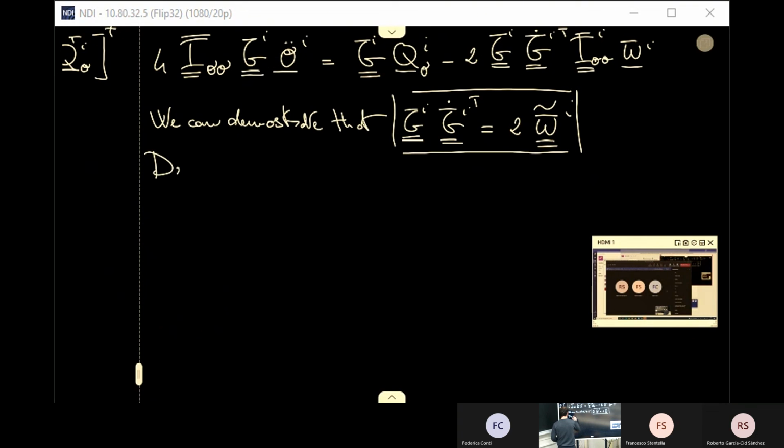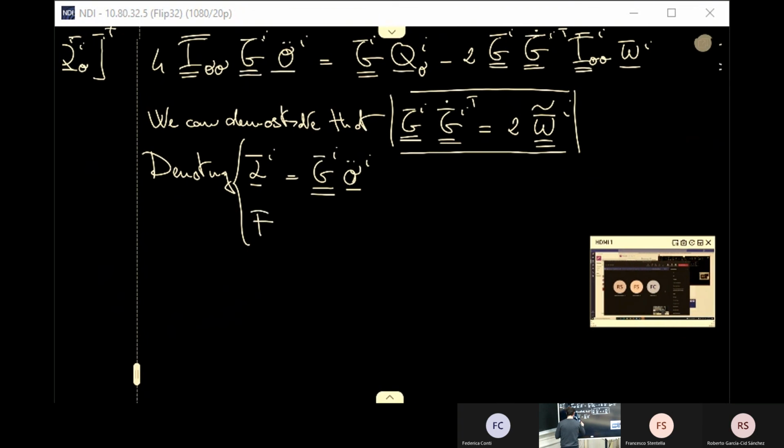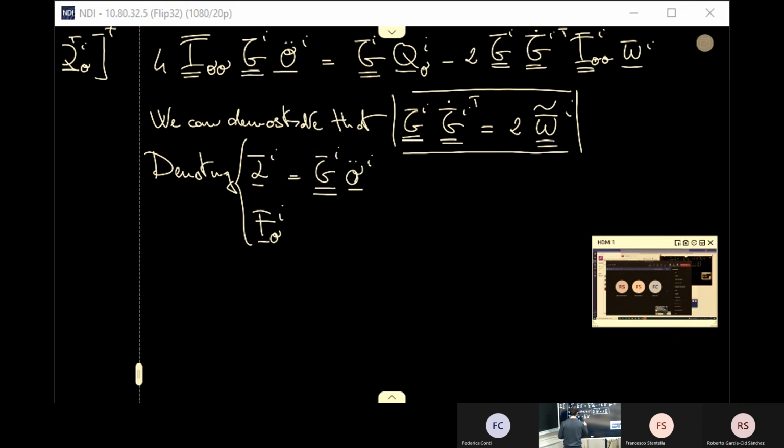So denoting as alpha dot_i the vector G_i over double dot_i, and F theta_i as the force divided by 4, we finally get, and that's the end of it.